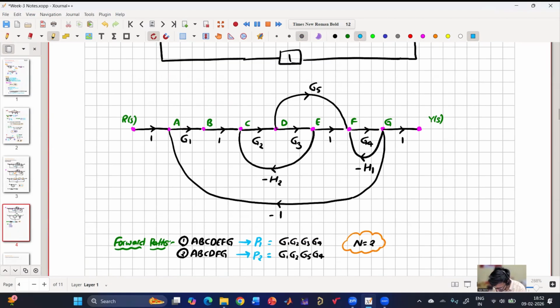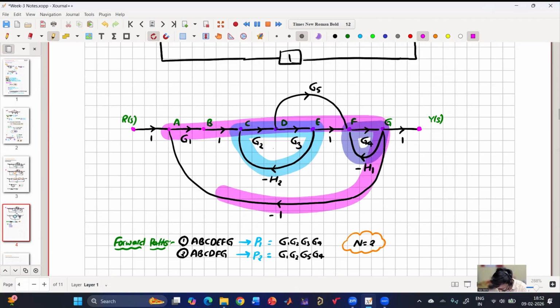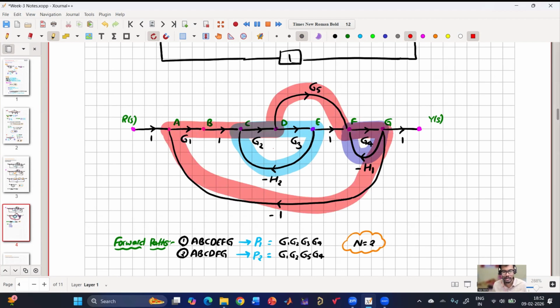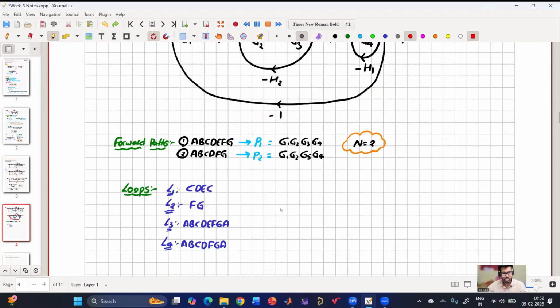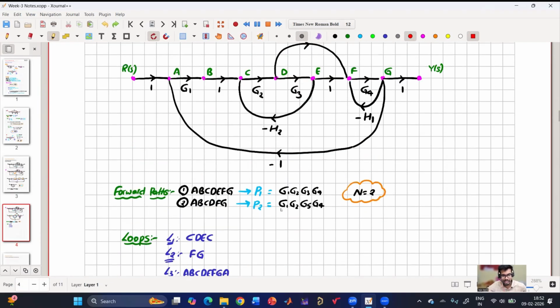So I'll use blue color. So this is my one loop. And then the second loop is this one. And then the third loop I am using this color. This is the third loop. Fourth loop I am using red color. And I'll erase this. Fourth loop is this loop. So loops are clear, right? I have just highlighted them so that they are visible. So let me quickly erase if things are clear. So these are the loops. So now let us find the path gains of these loops. So can you tell for each loop what is the path gain?